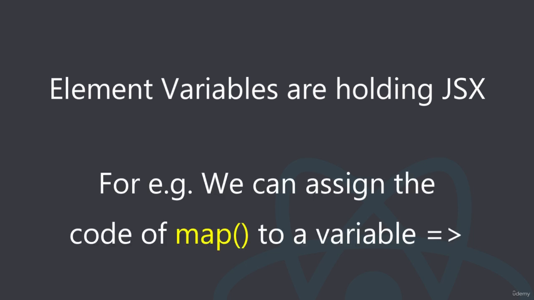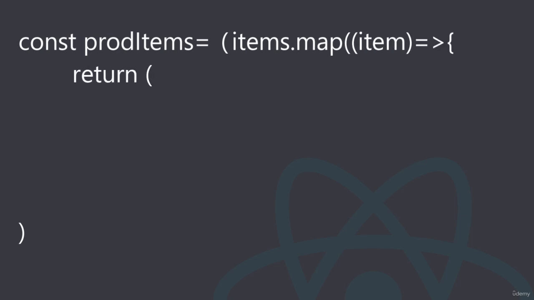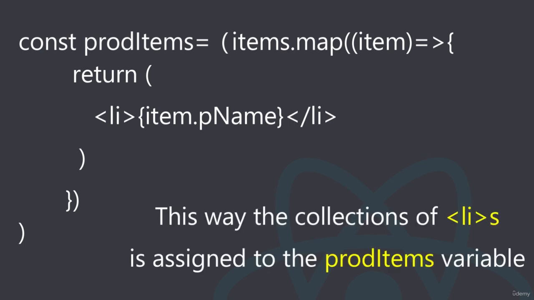For example, we can assign the code of map method to a variable like this. I can say const prod items is equal to, and I just open the bracket because I want to assign the JSX, and the code of map method I can paste inside these two brackets. This way the collection of list items, that is LIs, is assigned to the prod items variable. This we have already seen in the JSX related lecture.